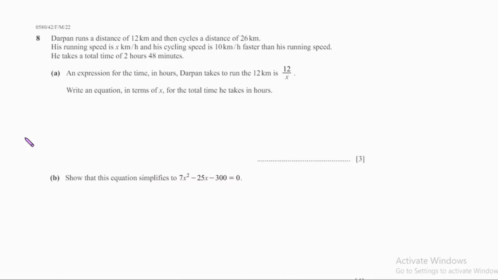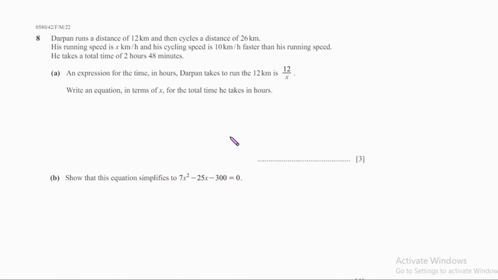In this question, Darpan runs a distance of 12 kilometers and then cycles a distance of 26 kilometers. His running speed is x kilometers per hour and his cycling speed is 10 kilometers per hour. The total time taken is given to us as 2 hours and 48 minutes. We need to write an expression for the time in hours Darpan takes to run, which is given to us as 12 over x. Then write an equation in terms of x for the total time he takes in hours.